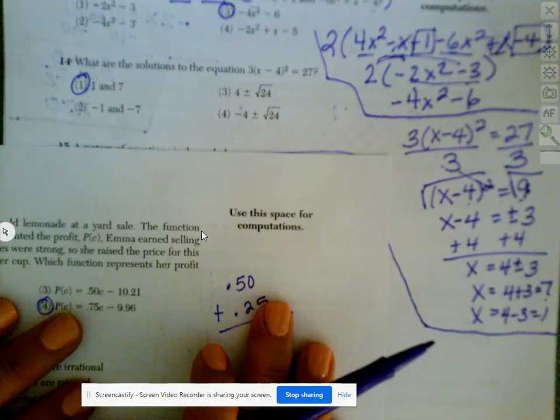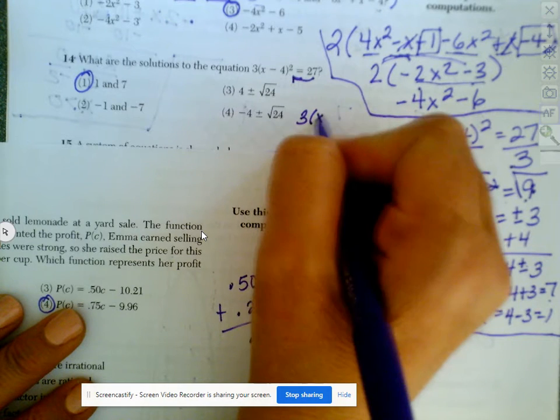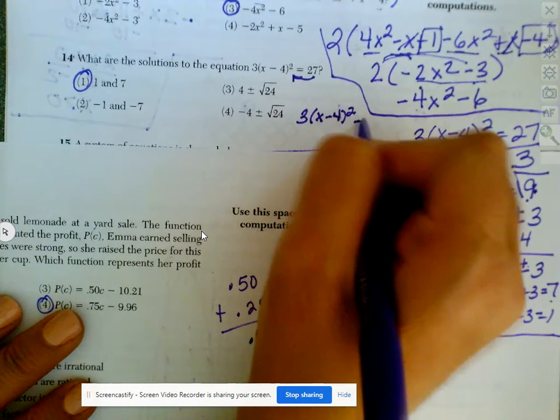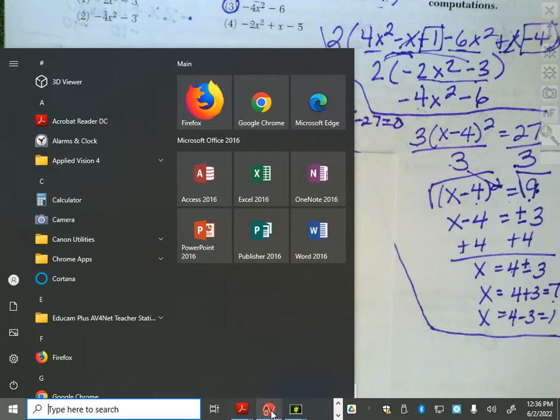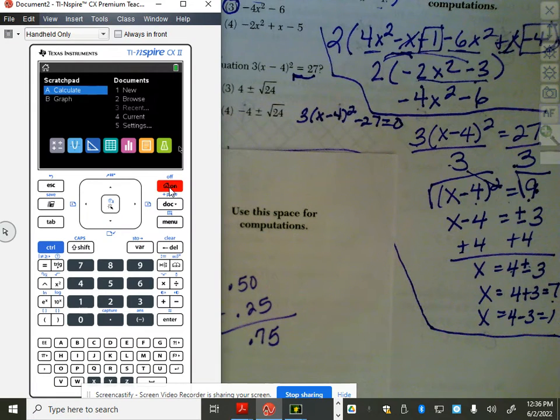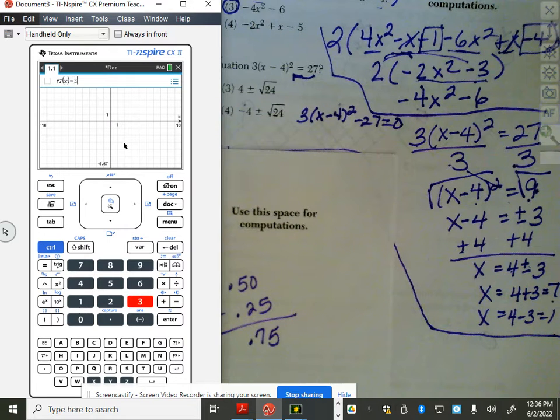The other thing that you could do is we can move this 27 over and have 3 times (x minus 4) squared minus 27 equals 0. And then what we can do is pull up our graphing calculator. The graphing calculator can be a little finicky sometimes when you have some of these quadratics that are not simplified, so you can try and see if it'll work. So I would do the 3 times (x minus 4) squared minus 27 and hit enter, and it does graph it.